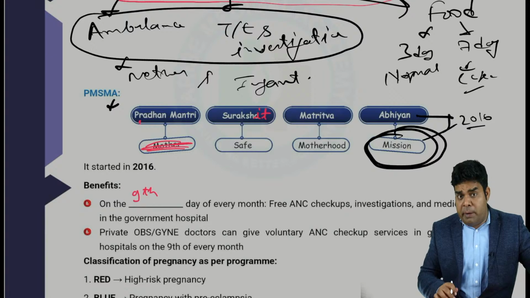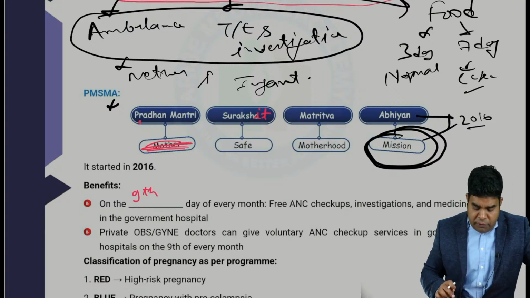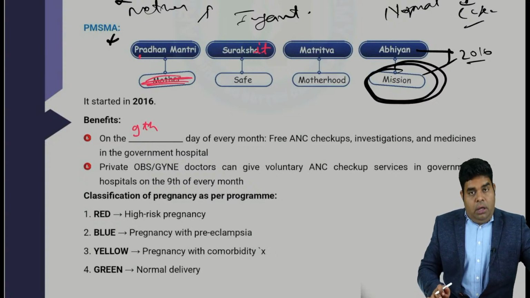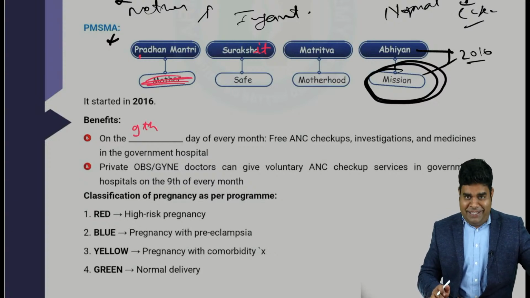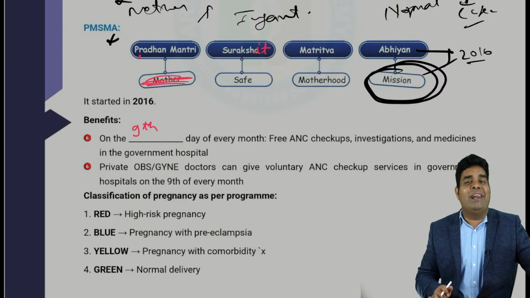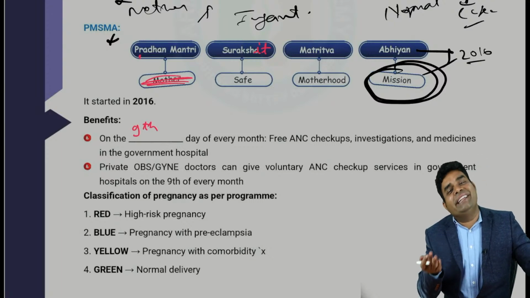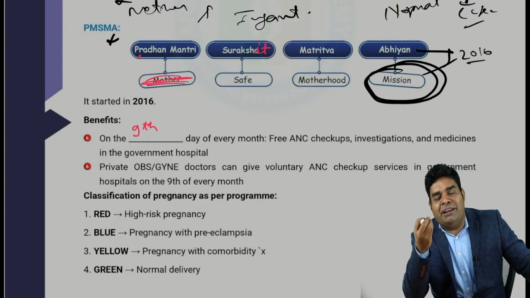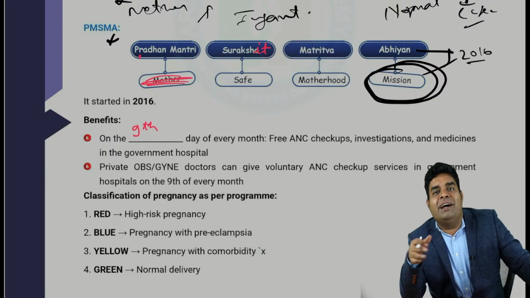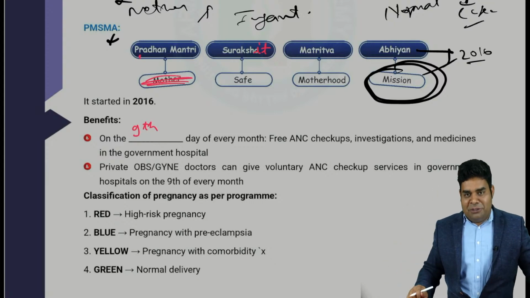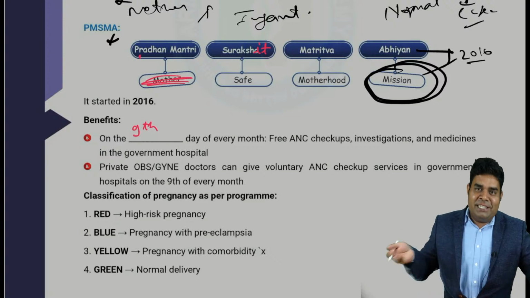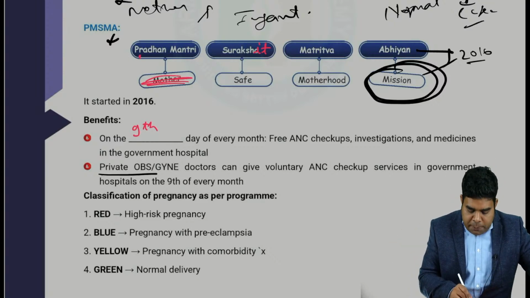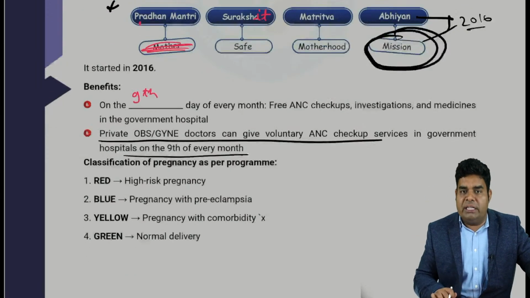So under PMSMA, government said that on the 9th of every month, free ANC checkup and investigation will be done in government hospital. But the magic thing is, if you forget to go on the 9th, you can also go on the 10th, 11th, 12th, because investigation and drugs are free for mother and infant on every day of the month under JSSY. So that's why it is a magical program. It is giving something free on the 9th, which is free on every day of the month. But other than that, they say an obs-gynae doctor can go there and do voluntary checkups on the 9th.